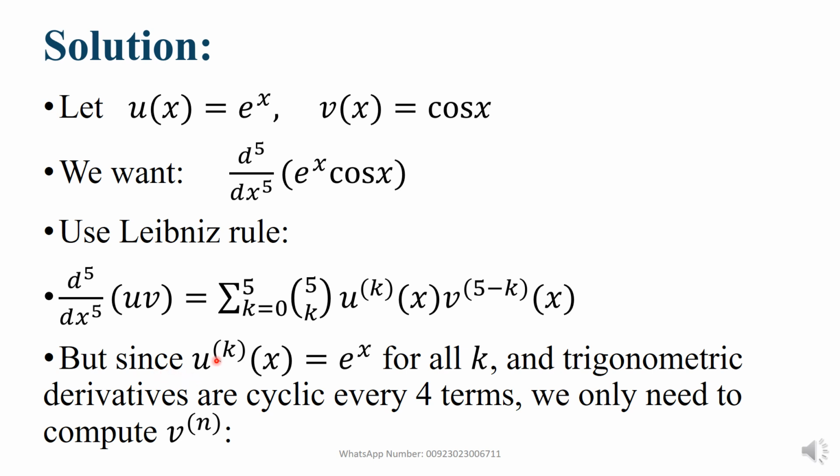But since u power k(x) equals e power x for all k, and trigonometric derivatives are cyclic every fourth term, we only need to compute v power n. Do you all understand what I am telling you? The derivative of e power x is also e power x. If we find any number of times derivative, we will get the same answer.